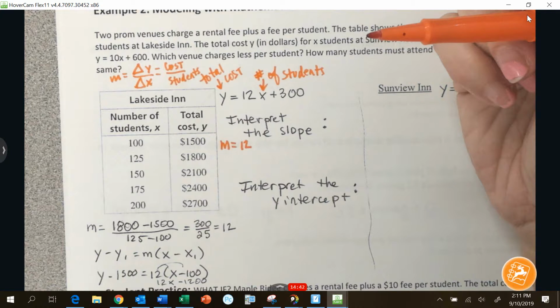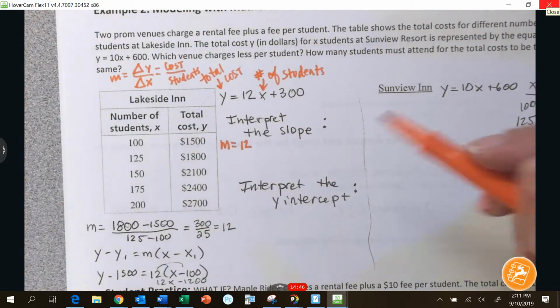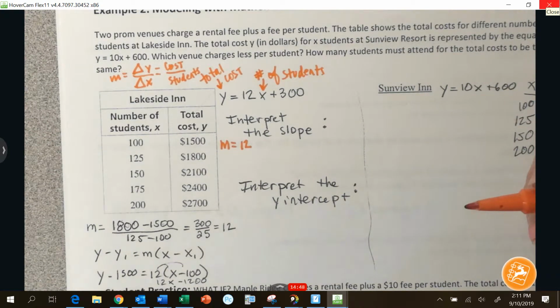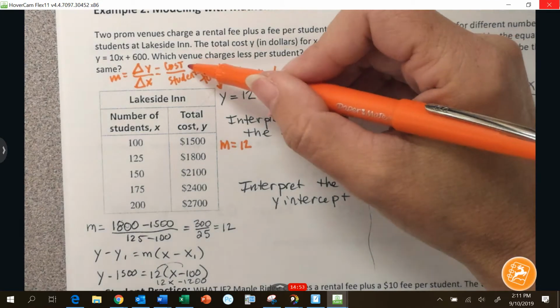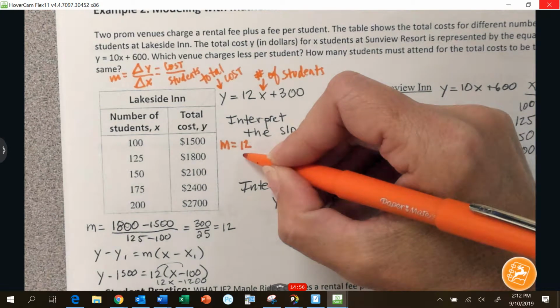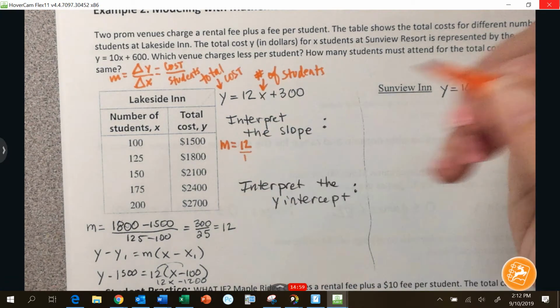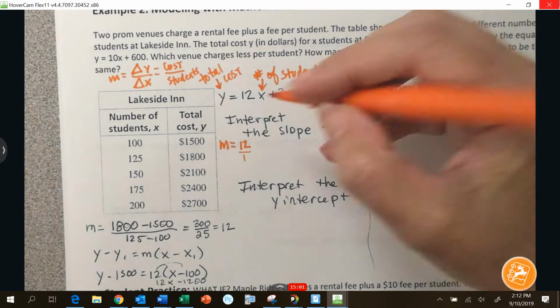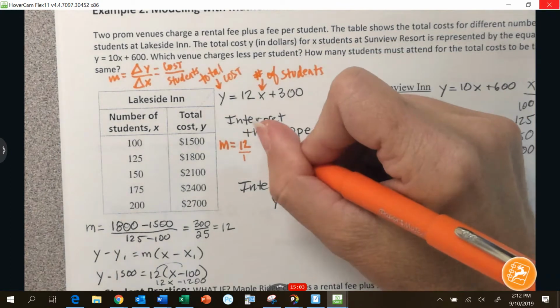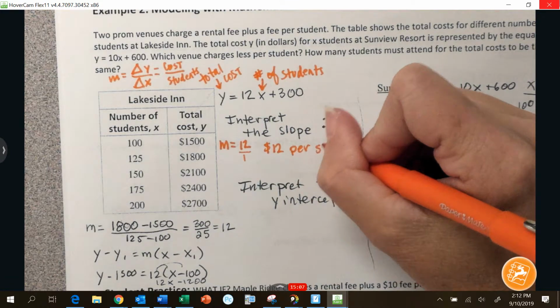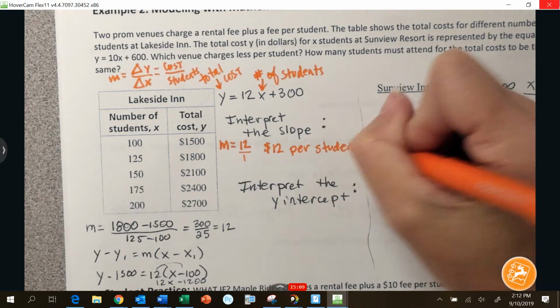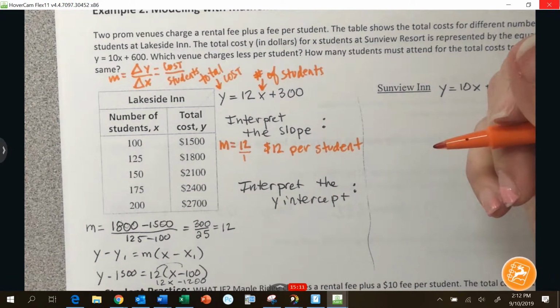So if I look at the 12, what does that interpret to be? What's the top number have to do with? I can make this into a fraction if it helps: 12 over 1. Now it's a fraction. It's $12 per one student. That's our rate. That's what they charge, $12 per student.